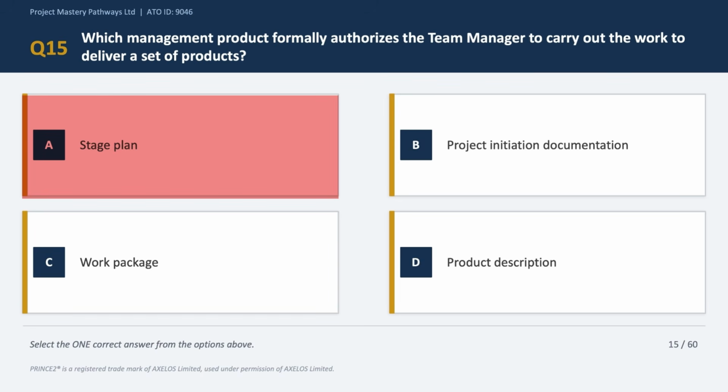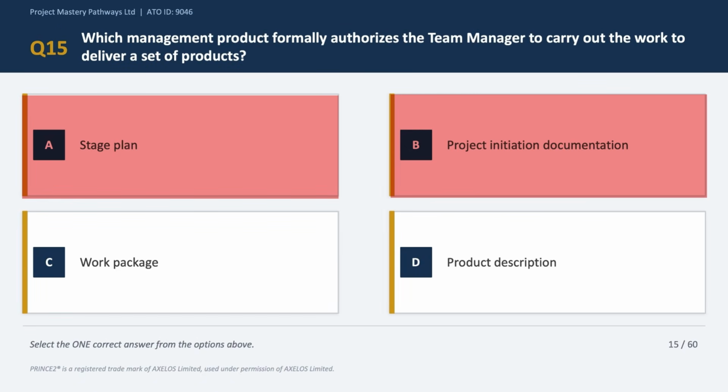Option B says project initiation documentation, because the PID is the overall baseline document for the project, right? Probably you know this by now. However, it does not authorize the team managers directly. Very, very important. So that is why option B is also incorrect. Option D says product description. Now a product description defines a product's purpose, composition, and quality specifications. It does not authorize the team manager to start the work. So option D is incorrect.